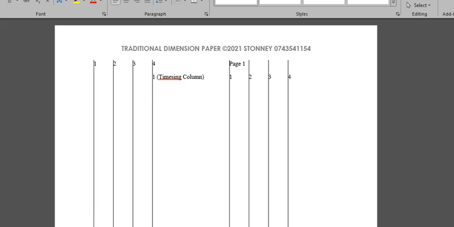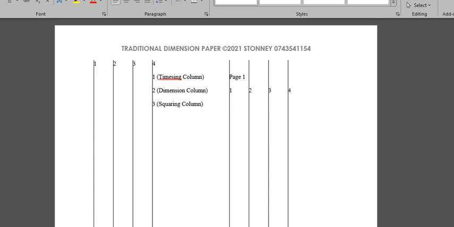All right, then we have column 2, called the dimension column. Then we have column 3, you call it the squaring column.